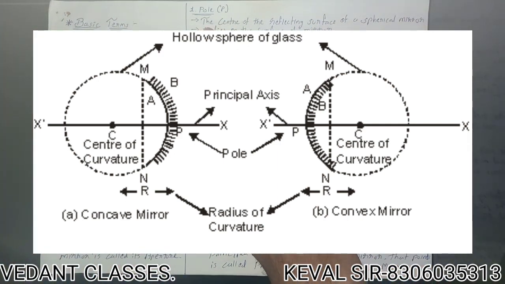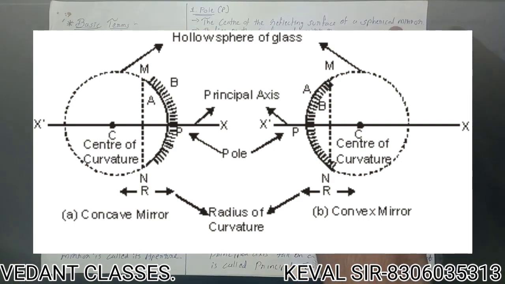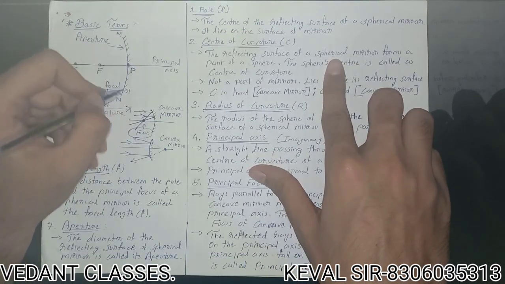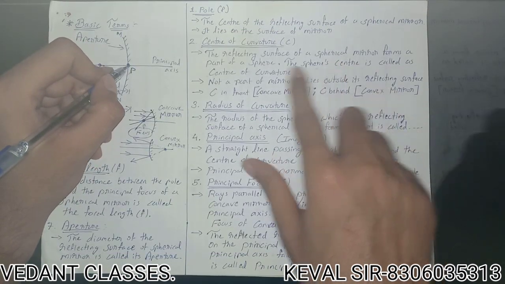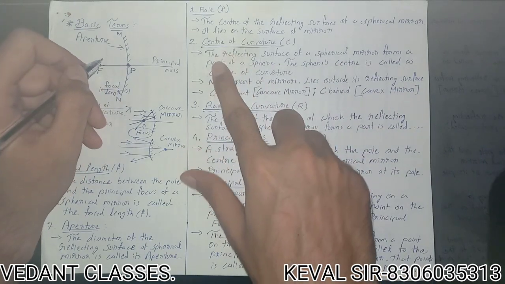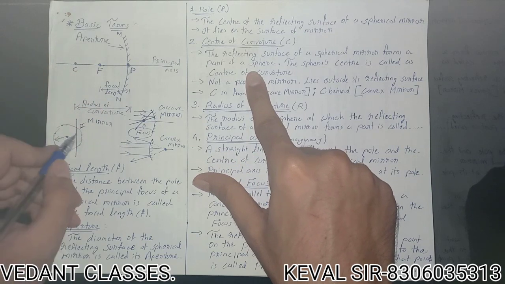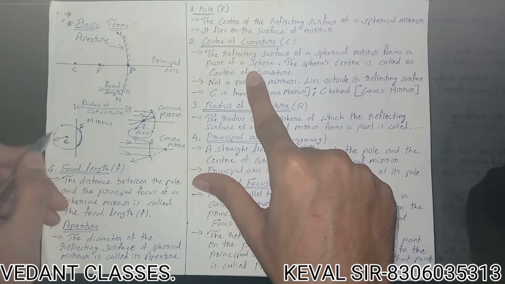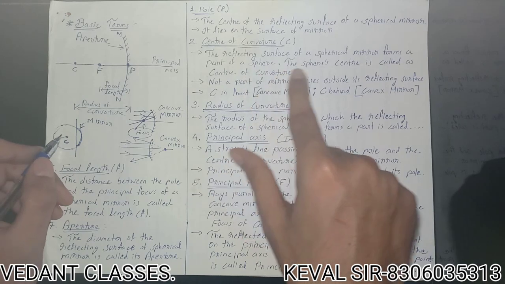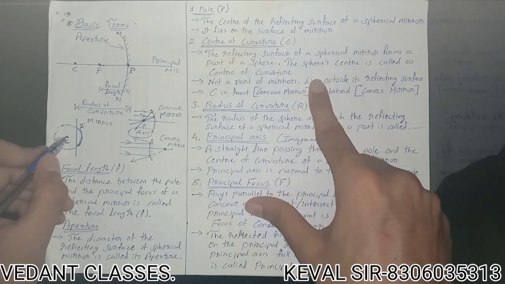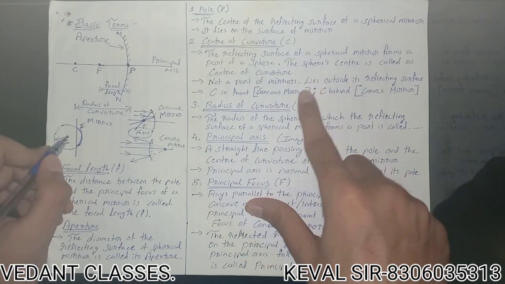See, what is the pole? The center of the reflecting surface of a spherical mirror is called the pole. What is the center of curvature? The reflecting surface of a spherical mirror forms a part of a sphere. Here it is a reflecting surface, formed from a part of a sphere. The center of that sphere is called the center of curvature.